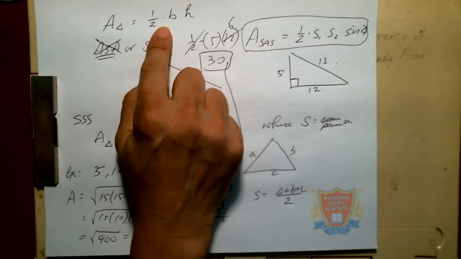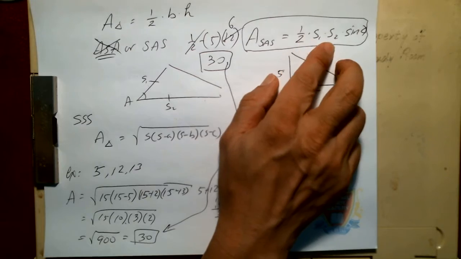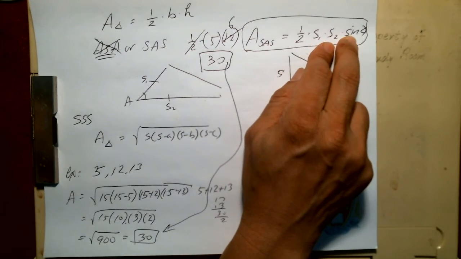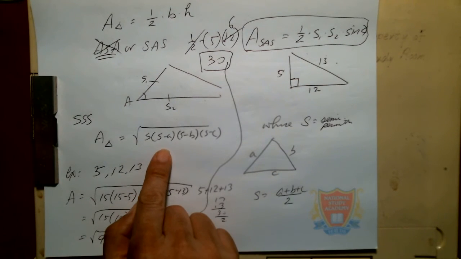So you could have used 1/2 base times height. You could have used 1/2 side 1 times side 2 times the sine of the angle between. Or you could have used Heron's formula, which is right over there.